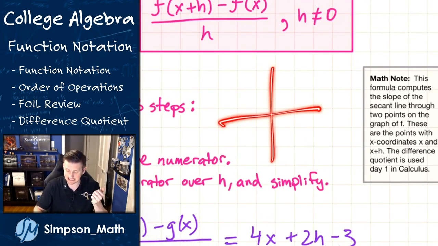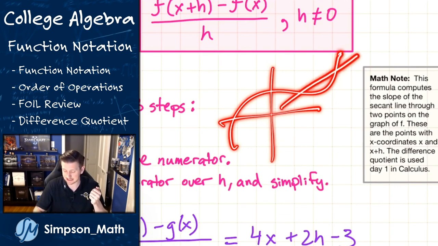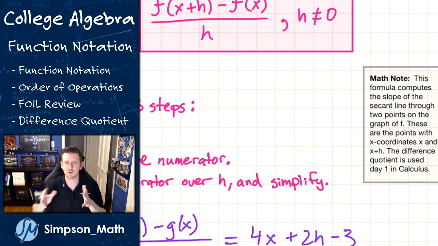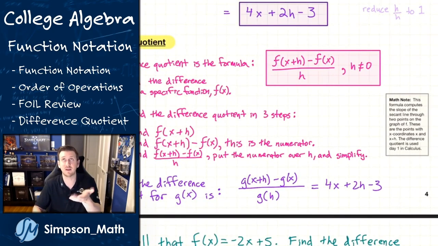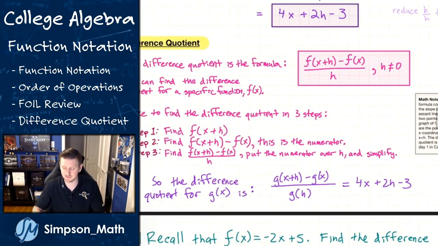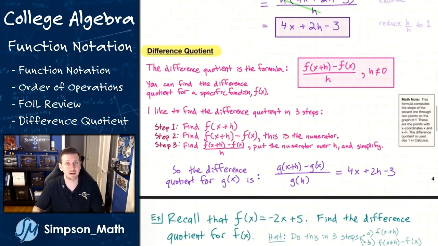So just the secant line. If I have some function like that, the secant line is a line that goes through two specific points. So what I'm saying is that what we just found is the slope of that line. That line changes slope throughout depending on x and h. So it's a pretty big deal. Literally day one of calculus, you'll be talking about this. But you have enough knowledge to be able to sit in and survive in day one of calculus. Kind of neat.